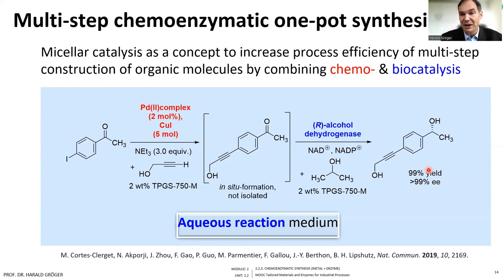So these examples shown up to now all have in common that compatibility of enzymes and chemocatalysts has been achieved. So what could we do if such a compatibility cannot be achieved? Of course, this happens as well. And a reaction where we faced this problem is the combination of a Wacker oxidation and enzymatic reduction.